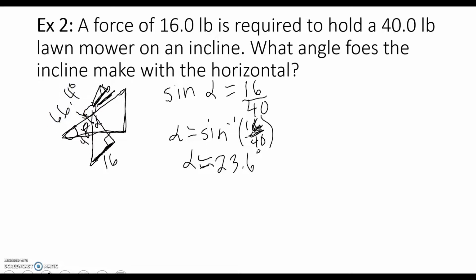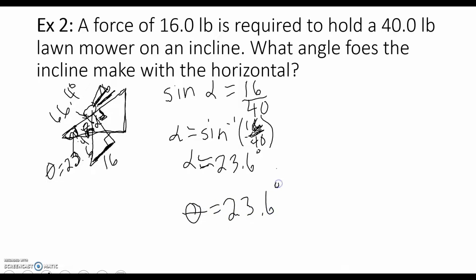Now I'm saying that because we have a right triangle here. This is also a right triangle. That means this angle here would be 90 minus 66.4, which is 23.6 degrees. So the angle that we're looking for, theta, would be equal to 23.6 degrees. Let me rewrite that. So theta will be equal to 23.6.